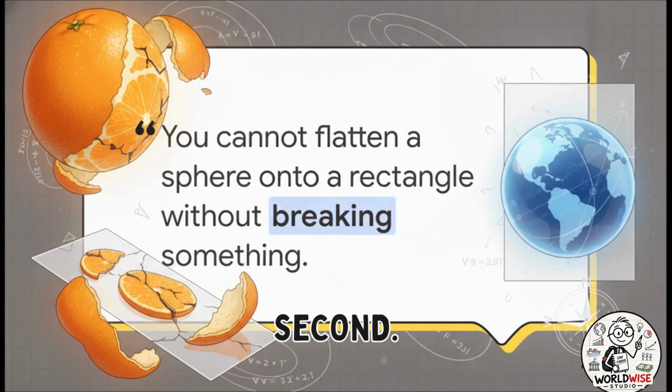Think about an orange for a second. If you peel an orange and try to press that spherical skin completely flat into a table, what happens? Right, it cracks, it tears, and it heavily distorts. The Earth is exactly like that orange peel.